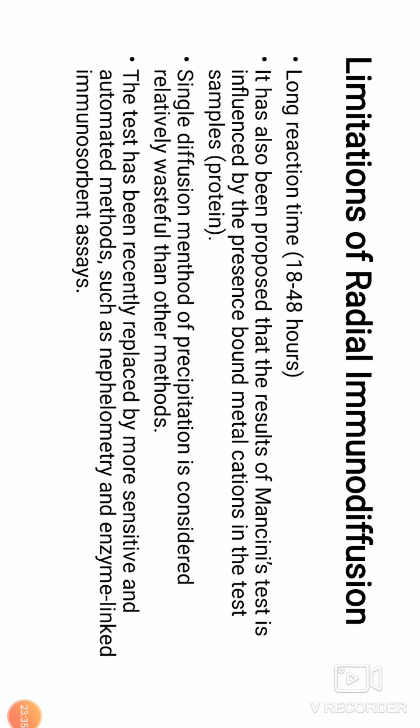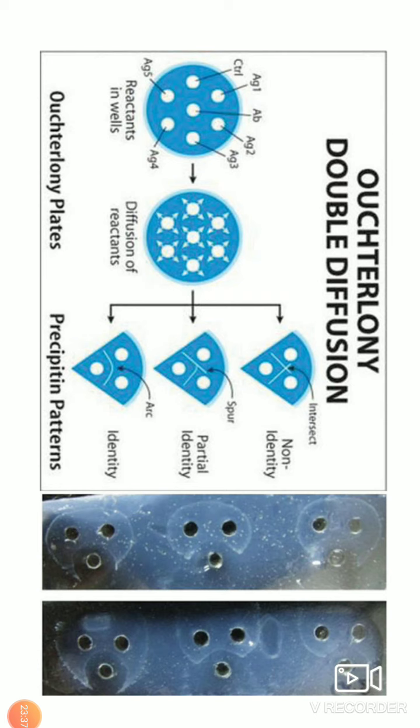So there are limitations. Now coming to the Ouchterlony double diffusion method, it's also an immunodiffusion technique used for detection or measurement of antibodies and antigens by their precipitation, which involves diffusion through a substance such as agar or agarose gel. So what I have mentioned here is double immunodiffusion, Ouchterlony double immunodiffusion.